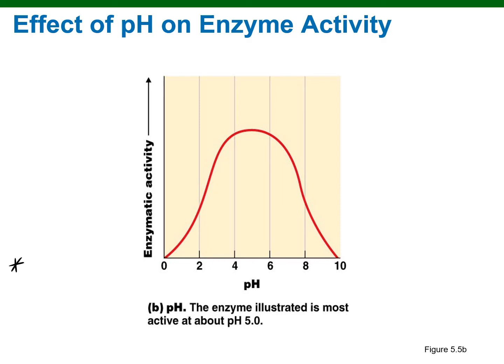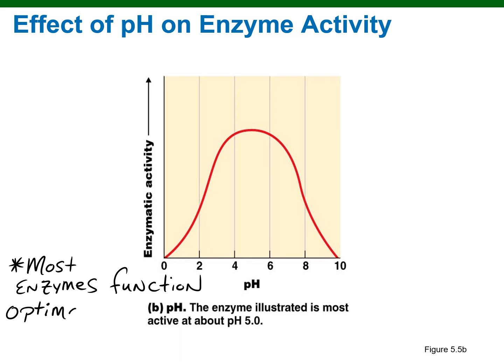It should be noted that despite this graph, most enzymes function optimally at 7, as most living systems prefer a neutral pH. So most organisms are neutrophiles. The human body maintains a neutral pH in most organs and tissues.